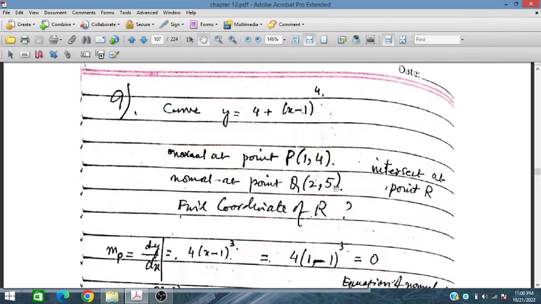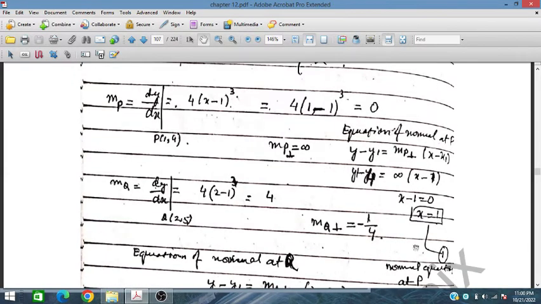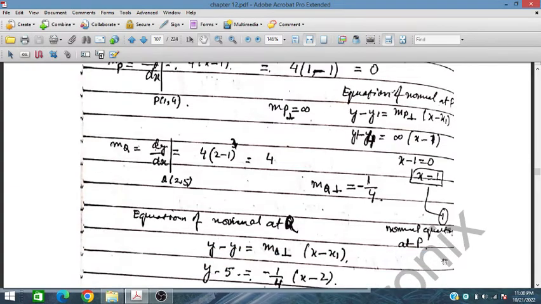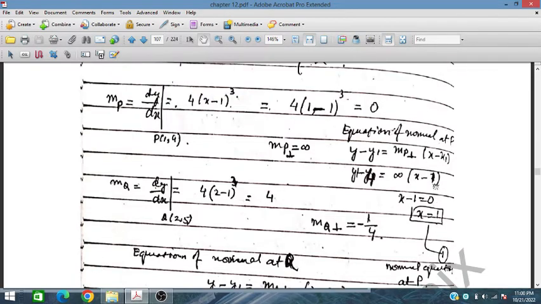So at this point, the normal equation is x is equal to 1. So the normal equation at point P is x is equal to 1, since the gradient at this point is 0, so the perpendicular gradient would be infinity. So we place it here and get this.